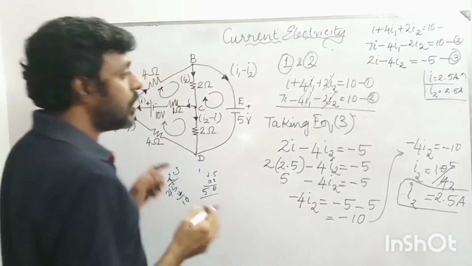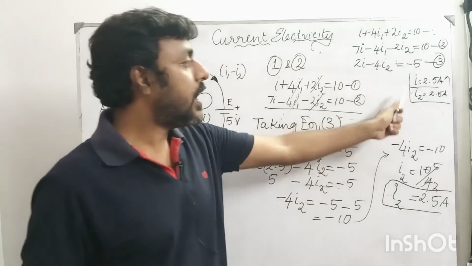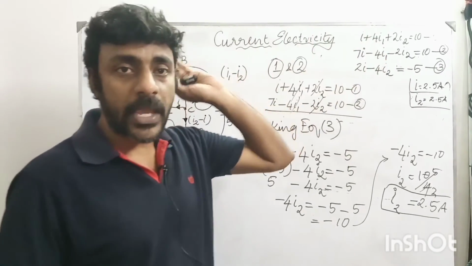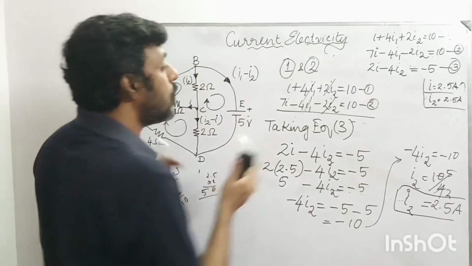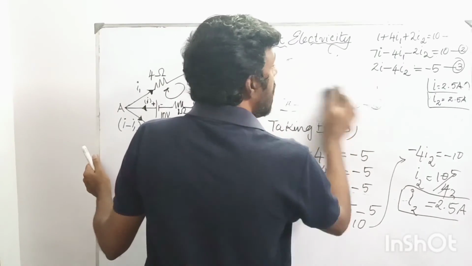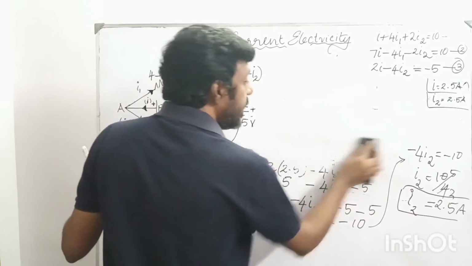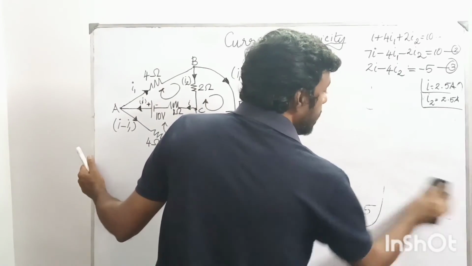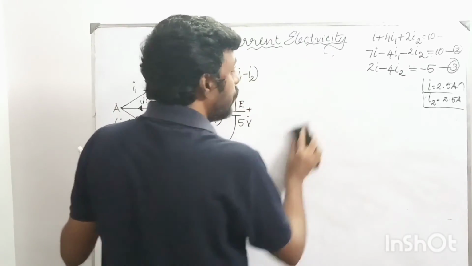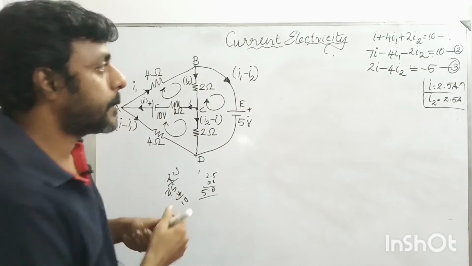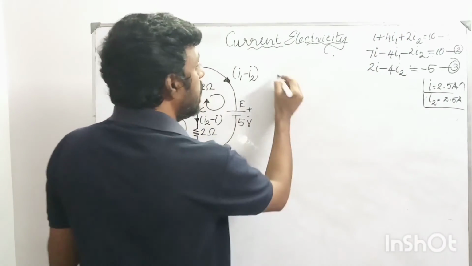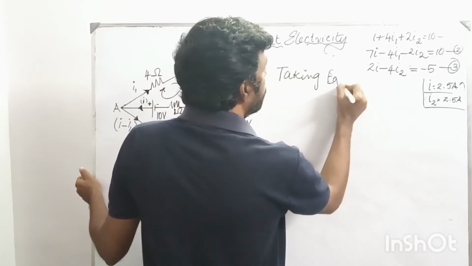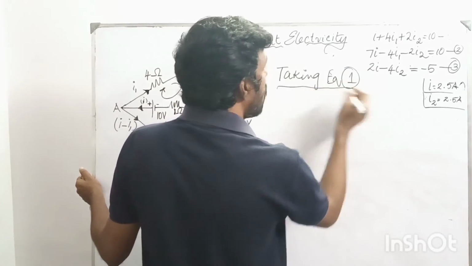Right? So now what I am going to do is, I got the value of I2. So remaining is I1. I need to find the value of I1. So how am I going to do it? I need an equation where I should have the values of I and I2 in order to find the value of I1. So I am considering equation 1.